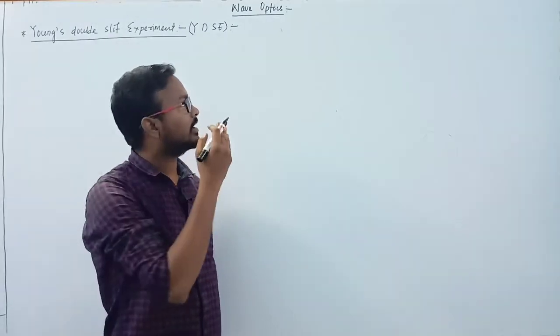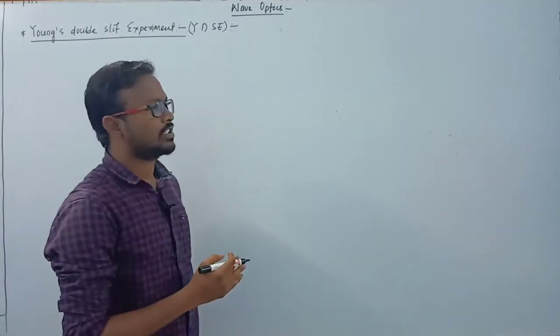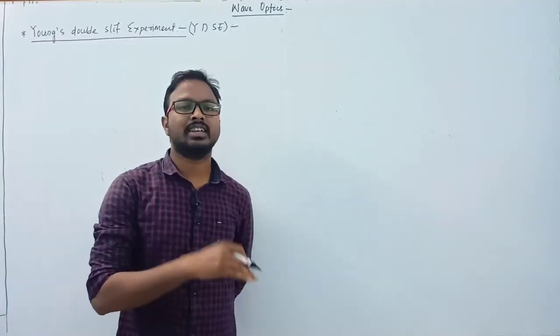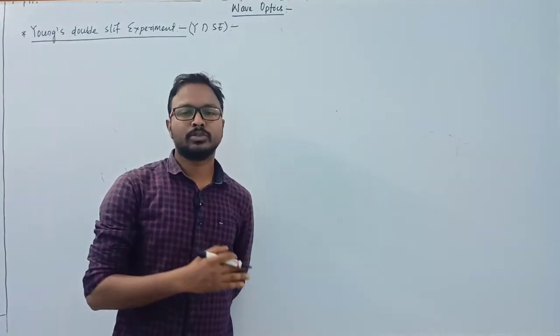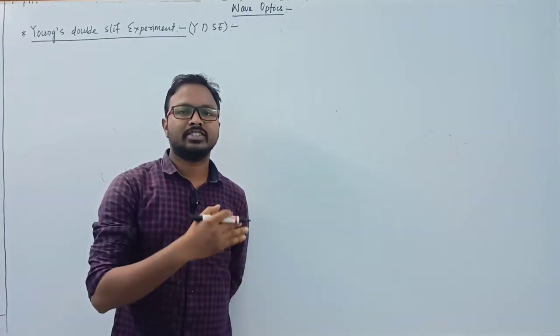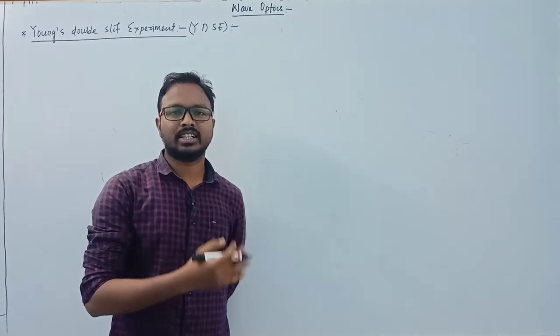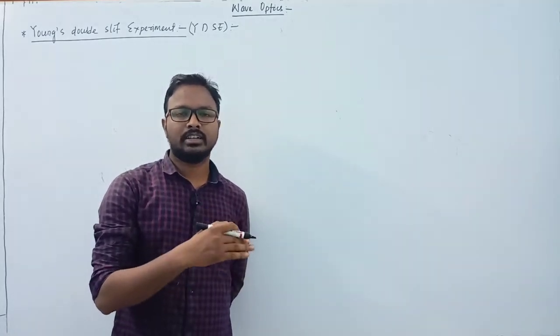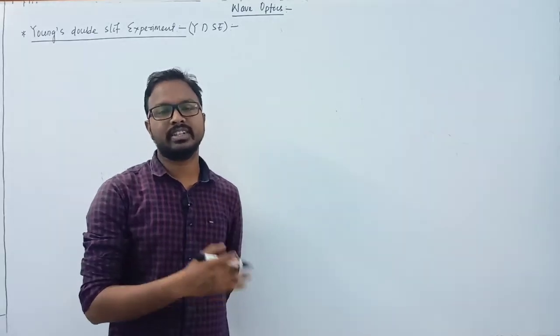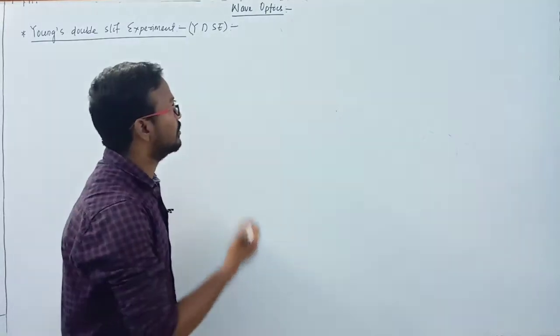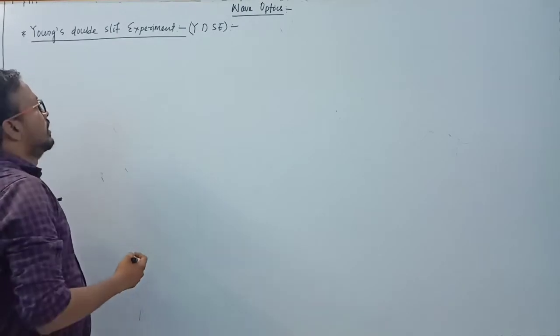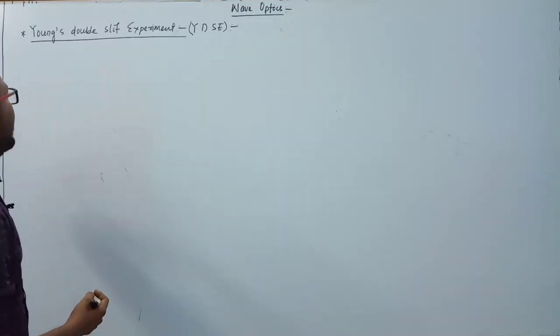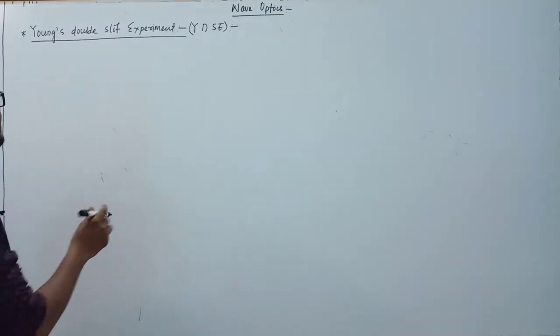Clear? And this explanation of Young's double slit experiment helped Huygens to prove that the speed of light in a rarer medium is greater as compared to a denser medium. That means while light is coming from a rarer to a denser medium, its speed decreases. Clear? So now we will start the wave nature of light using Young's double slit experiment.